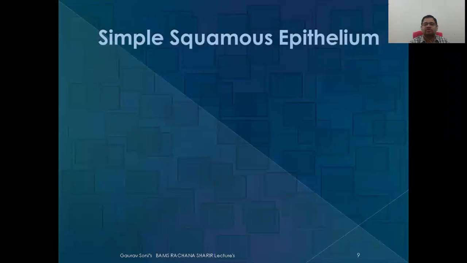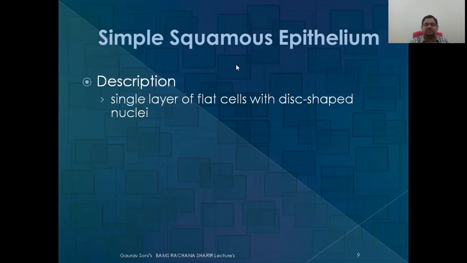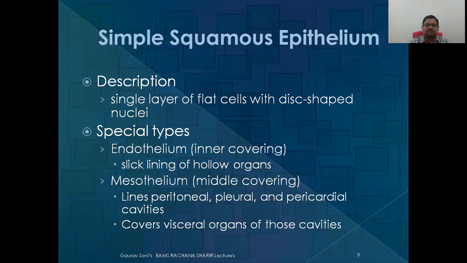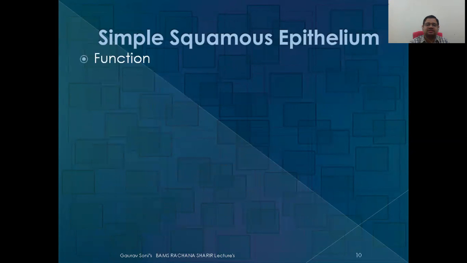So first of all, we are going to talk about simple squamous epithelium. In short, we can say it is a single layer of flat cells with disc-like shaped nuclei. There are some special types like endothelium, the inner covering, especially if we talk about the vascular system, arteries and veins. It is a sleek lining of hollow organs. Then mesothelium, the middle covering, lines the peritoneal, pleural, and pericardial cavities and covers the visceral organs of those cavities. So this is simple squamous epithelium.